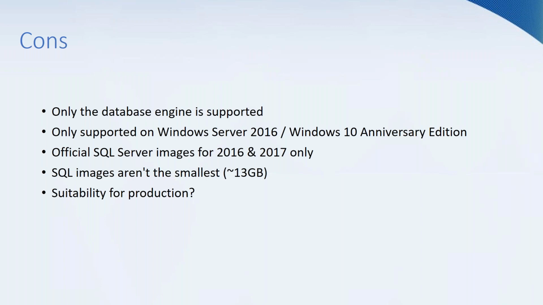Official SQL Server images for 2016 and 2017 from Microsoft only on the Docker Hub. There was an image for SQL Server 2014, but it was deprecated, and I believe it is now gone. So if you're running and need an earlier version of SQL Server, that could be a blocker for you as well. However, for both of those points, there are other options out there, and I'll discuss those towards the end of the presentation.